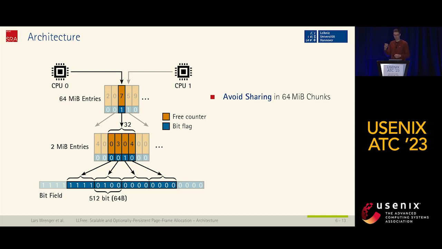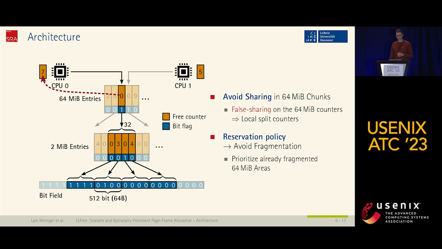We still can, however, have false sharing in the 64 MB entries. They are also quite small, and they also contain free counters that are frequently updated. So if two different CPUs work on different entries that are, however, on the same cache line, they do invalidate their cache lines. And to solve this, we use the approach of split counters, where we copy the global counter into our CPU local area, and from then on mostly work with the local counters instead.